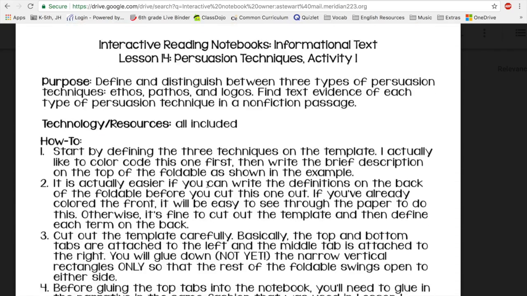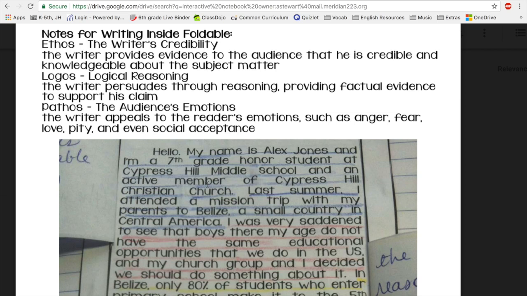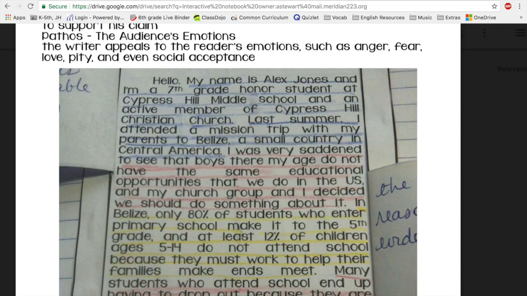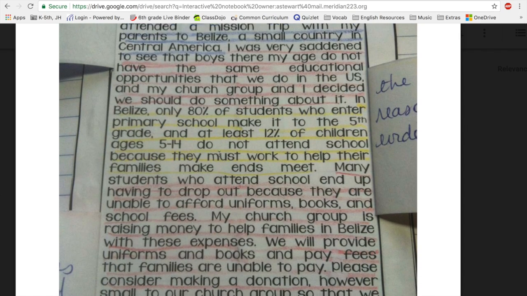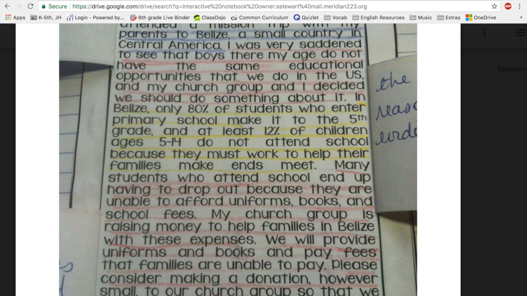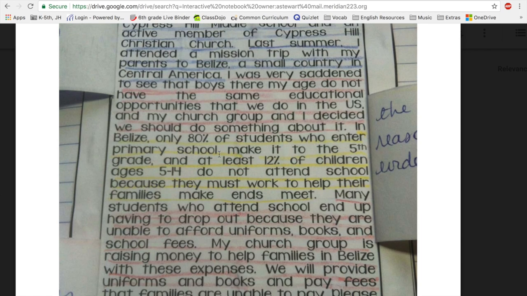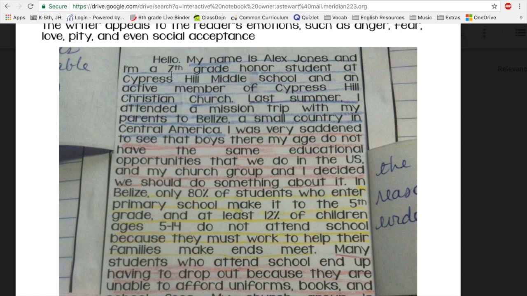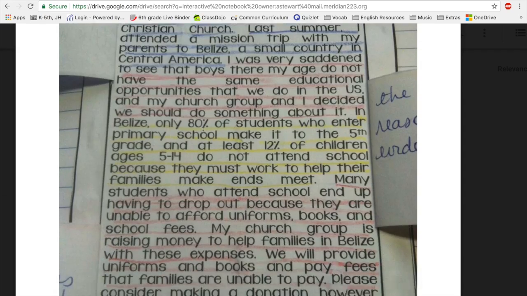So if we take a look at the passage that we highlighted, notice how, if you read through this whole passage, it is about a kid trying to convince or persuade the readers to donate money to people in a foreign country. So he starts out with ethos because he's talking about how he is a kid. He's in 7th grade, so it's proving that he's a kid. And it's also saying that he's an honor student, so we know that he's a pretty smart kid, he's a good kid, so that kind of adds to his credibility. And he goes on to say that he visited this place, so that gives him credibility because he's seen firsthand what it looks like, so that's definitely ethos.